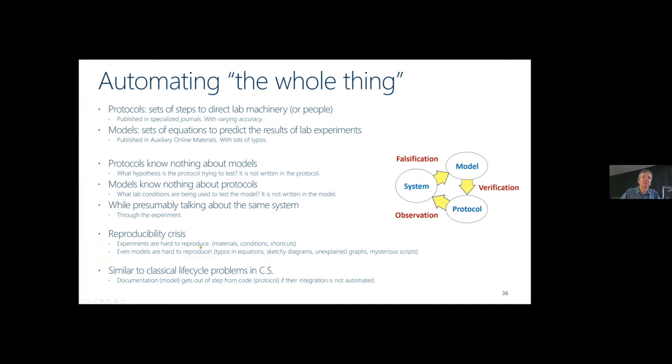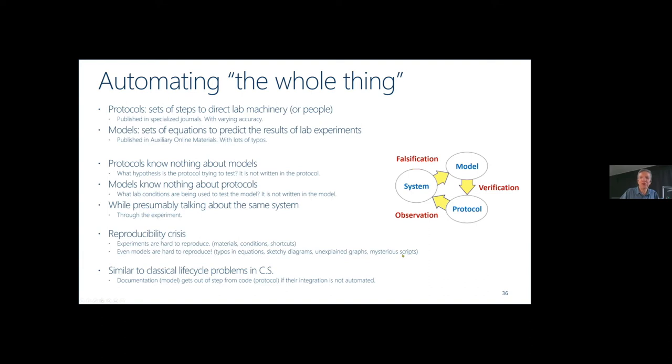Experiments are difficult to reproduce because there are different materials, different conditions, different shortcuts, different labs doing different things, different people doing different things. Even the models, believe it or not, are hard to reproduce. There are always typos in equations, in published equations, always. There are always sketchy diagrams, especially in biology papers. There are always unexplained graphs. There are always mysterious scripts in the auxiliary material.